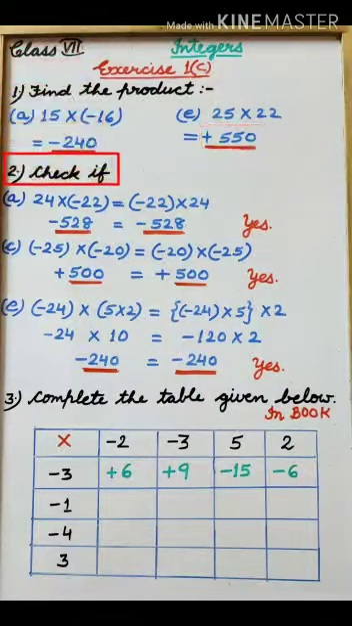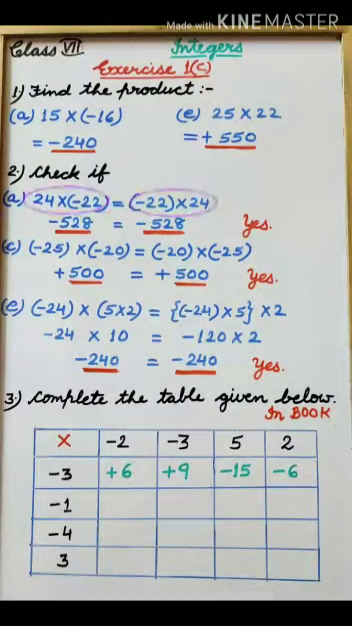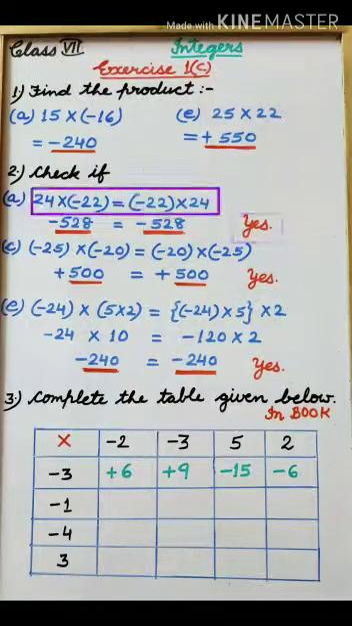Question 2 is check if. A part is 24 into minus 22 is equal to minus 22 into 24. If two integers are multiplied, their order does not matter. So 24 into minus 22 and minus 22 into 24 will have the same product, minus 528. So the answer will be yes, 24 into minus 22 is equal to minus 22 into 24.